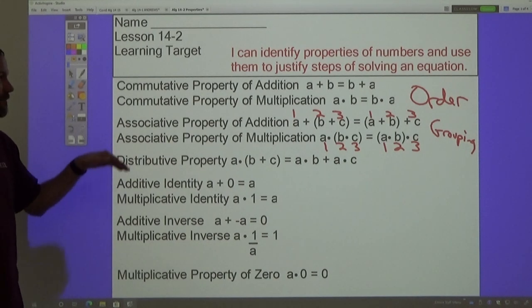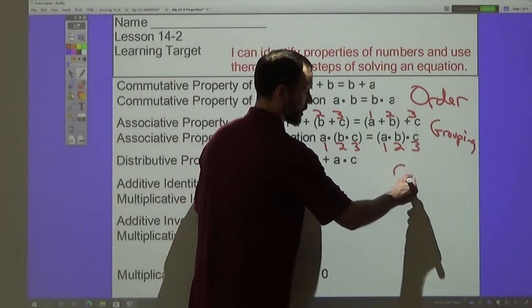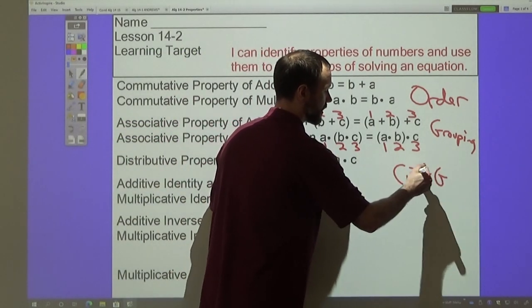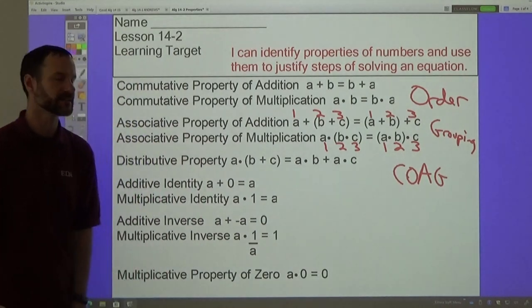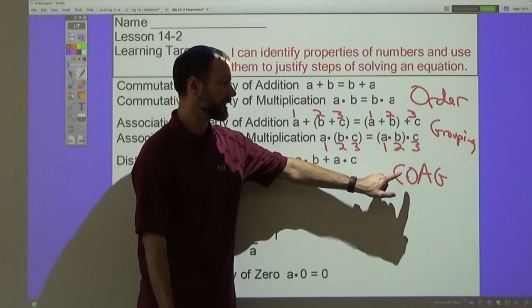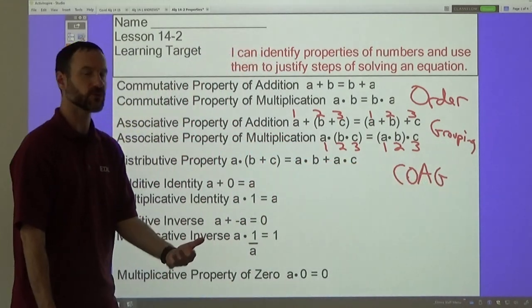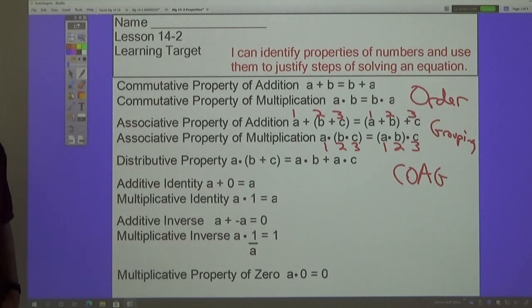An easy way to remember which is associative and which is commutative, I like to think of the word CAGO. It's a really weird word, all right? Doesn't make any sense, doesn't have any meaning, but when I was your age, this is how I memorized it. Commutative switches the order, associative switches the group. So remember, commutative switches the order, associative switches the group.